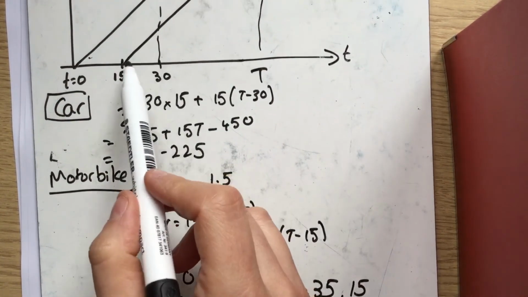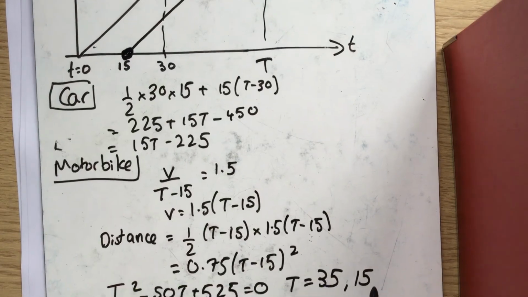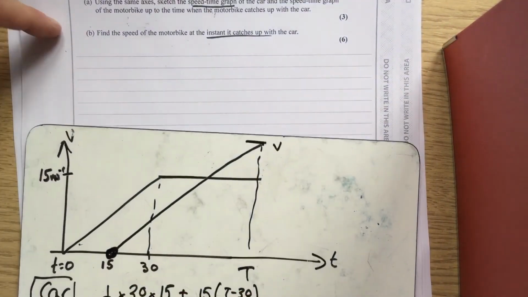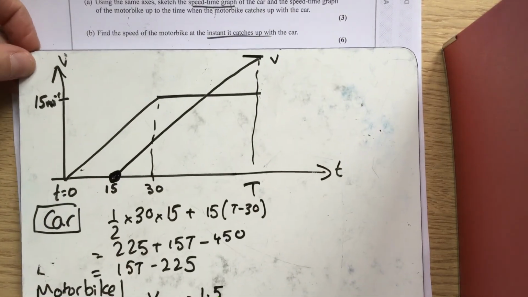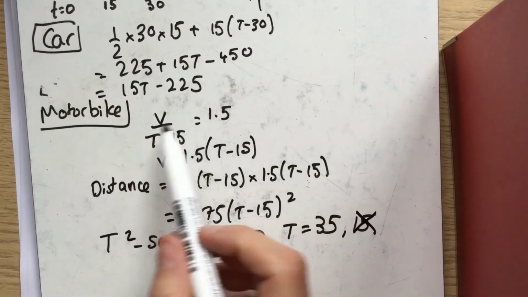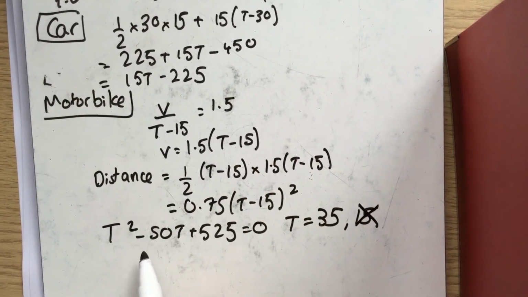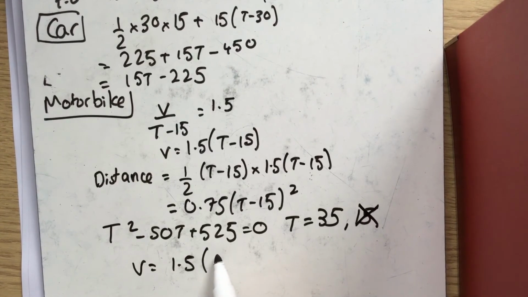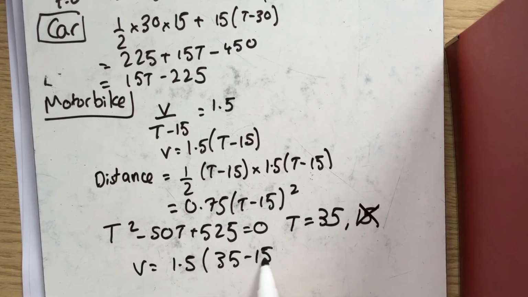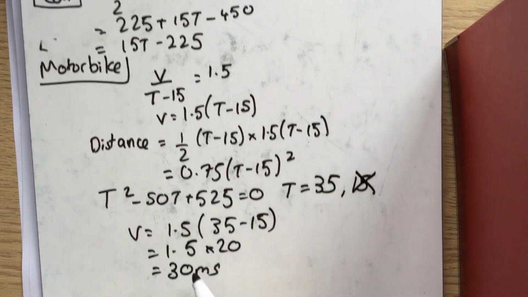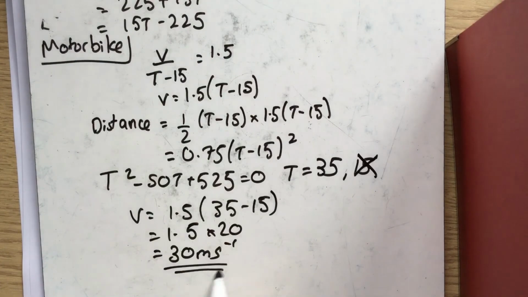Well, 15 is obviously when they both start from A and have no distance, so it's not that answer. And then a final check back to the question. What's the question actually asking for? It's actually asking you for the speed. So you just need to sub that into this equation here. V equals 1.5 lots of 35 minus 15, which is 1.5 lots of 20, which is 30 meters per second.